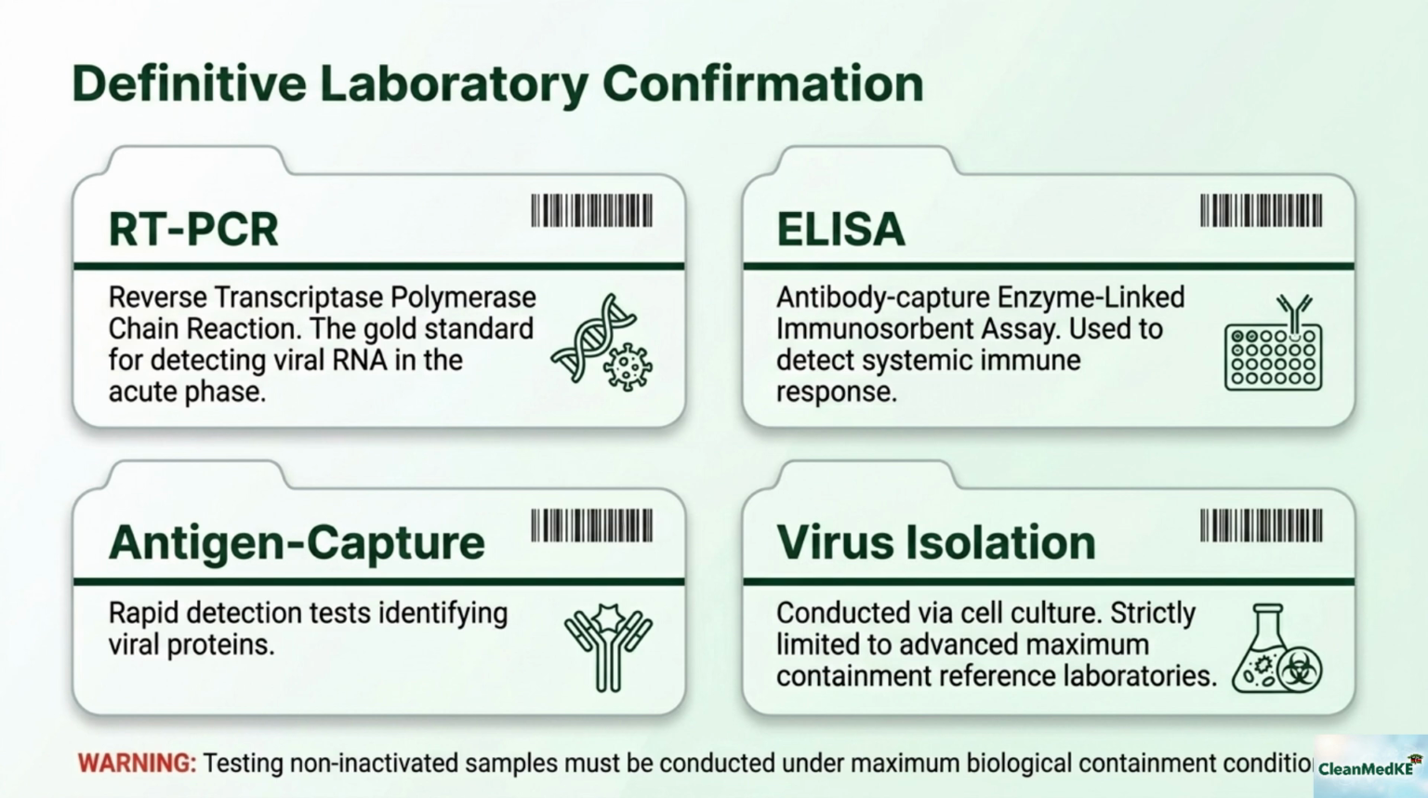RT-PCR is the gold standard, detecting viral RNA during the acute phase. We also use ELISA to check for the systemic immune response, and antigen capture rapid tests to identify viral proteins. Virus isolation via cell culture is possible, but restricted to high-level reference labs. Again, the biosafety warning remains. Never test non-inactivated samples without maximum biological containment.